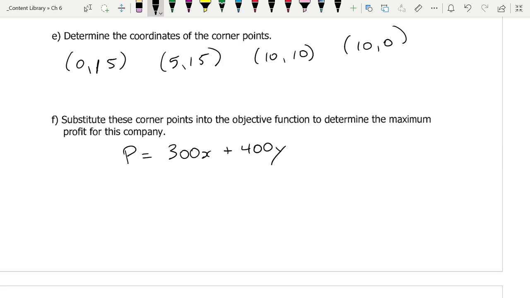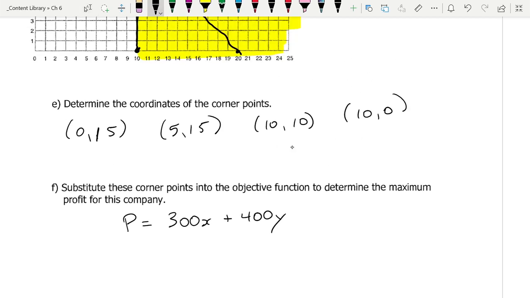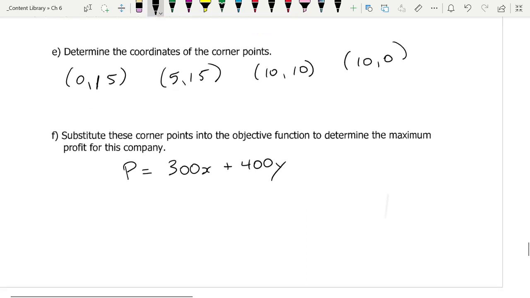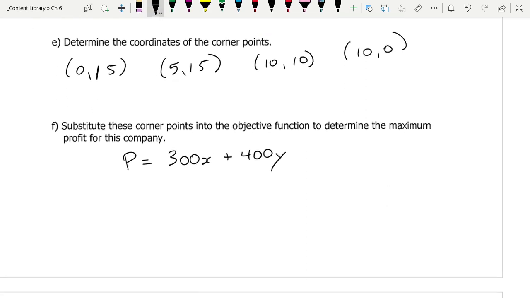And I'm glad you brought that up. He said, why didn't we care about the corner at 0, 0? Well, clearly, that's not going to make it as big as possible. And while I'm on the subject, wouldn't 5, 15 for sure have to make a bigger answer than 0, 15? So don't bother trying that one either. And then while we're on the subject again, wouldn't 10, 10 have to make a bigger profit than 10, 0? But which of those two is it?